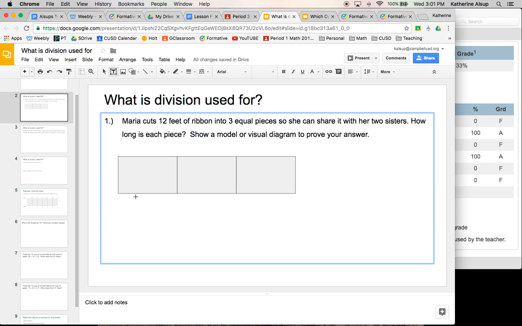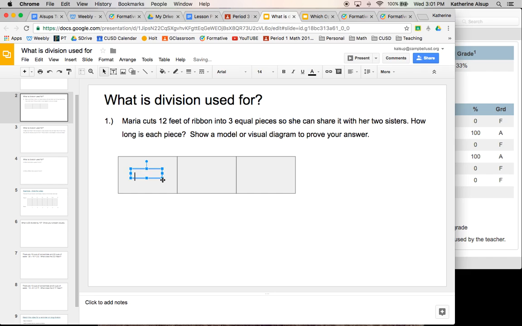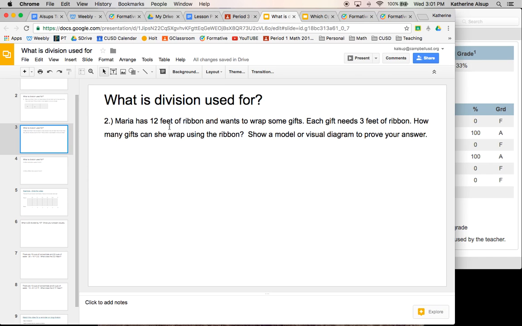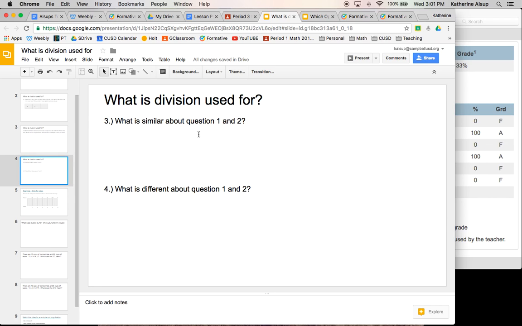They also learned how to type in and make text boxes. So 4 feet. Okay, something like this is what we were doing. So they had to do it for this story. There was another story, slightly different, that they had to do a visual diagram. They had to compare 1 and 2.